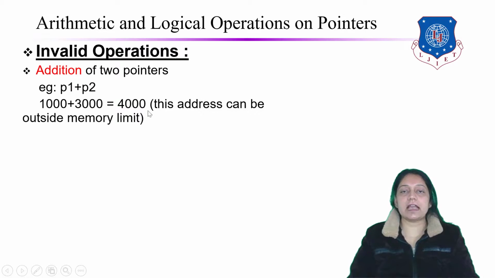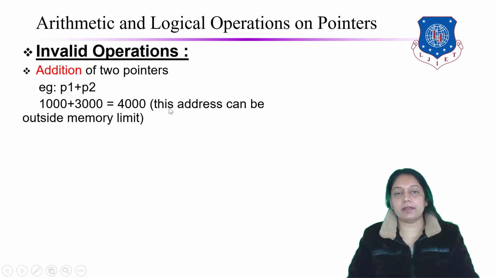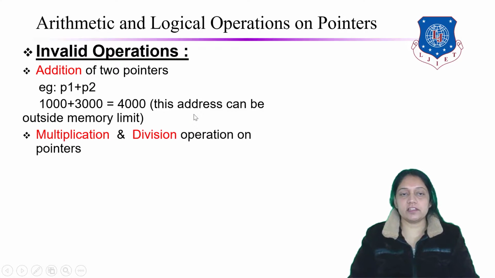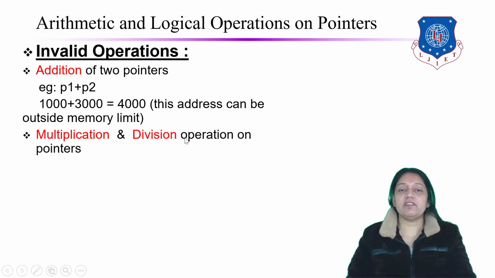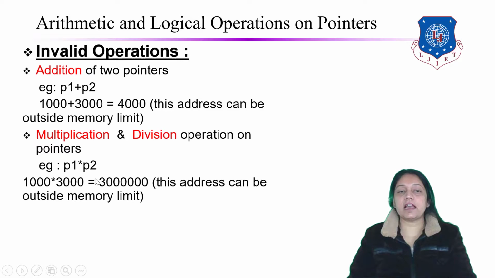It may happen that this address does not exist in your memory. It may happen that it may go outside memory limit. So addition of two pointers is not possible. Similarly, you cannot perform multiplication and division operations on pointers. That is, I have two pointers, I cannot multiply it. If I do multiply it, what type of output I'll get is 1000 multiplied by 3000, that is 3 and 6 zeros. It may also happen that this may be outside the memory limit. So this becomes an invalid operation.